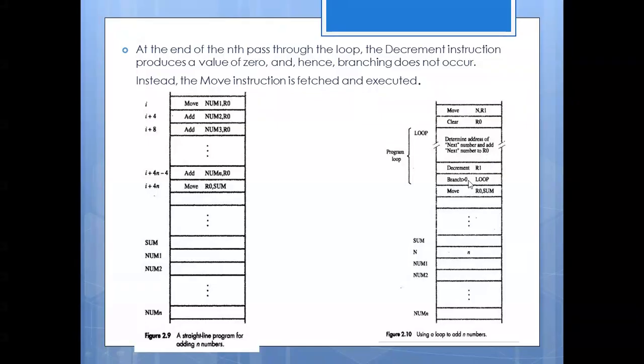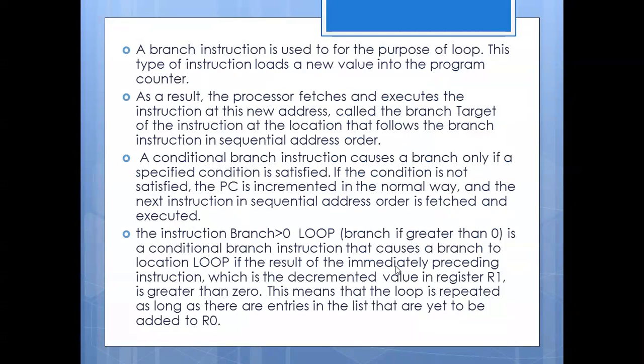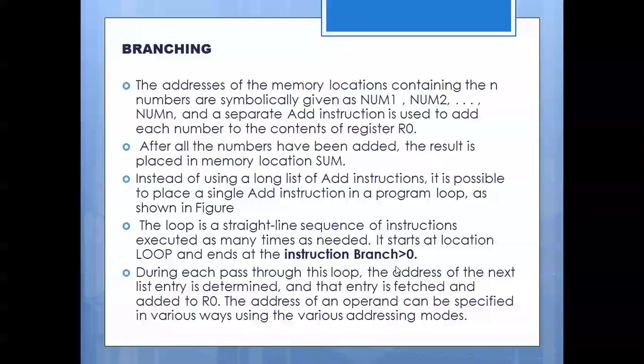When branch greater than 0 holds, it goes back to the loop instruction and the loop repeats, so it keeps on doing that. When the branch greater than 0 condition fails, the last updated value of R0 is assigned to sum. In this way, instead of carrying a large number of instructions, with one set of instructions kept in a loop we can add n numbers. This is possible by an instruction called branch.